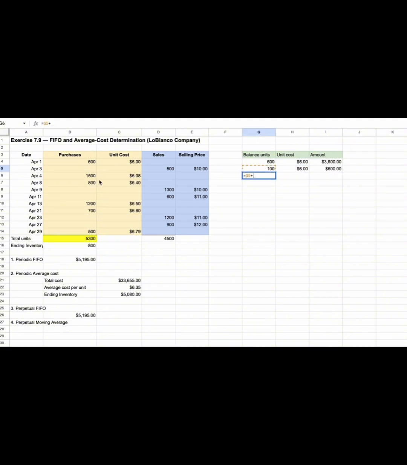by the end of April. After all purchases and sales, the final average cost per unit is $6.4, giving an ending inventory of $5,334. So unlike periodic average cost, which uses one overall average at the end of the period, the perpetual moving average method continuously updates the cost with every new purchase.